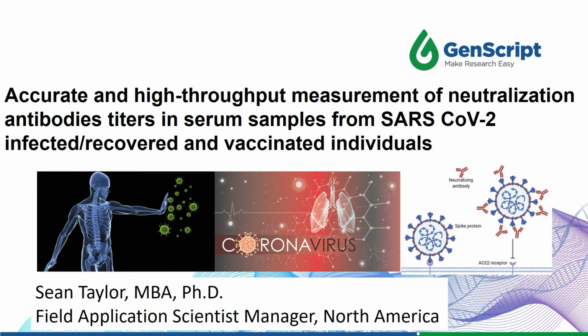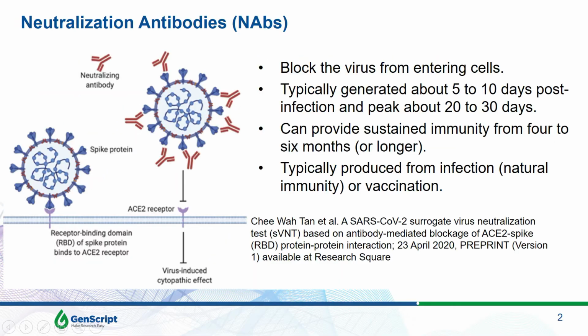As we head into the vaccination phase of the global SARS CoV-2 pandemic, tools will likely be needed to assess the level of protection that vaccines will offer between individuals and the timing required between vaccinations to assure ongoing protection globally. To this end, I'll be discussing an accurate and high-throughput measurement of neutralization antibody titers in serum samples from SARS CoV-2 infected, recovered, and vaccinated individuals. So, first, what are neutralizing antibodies?